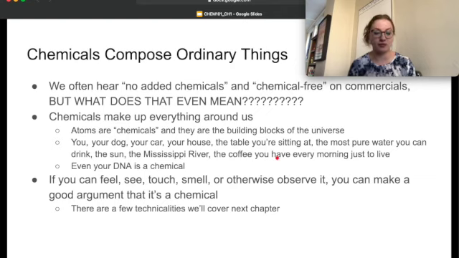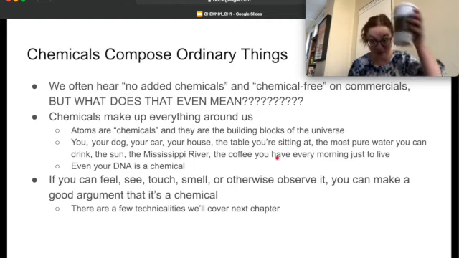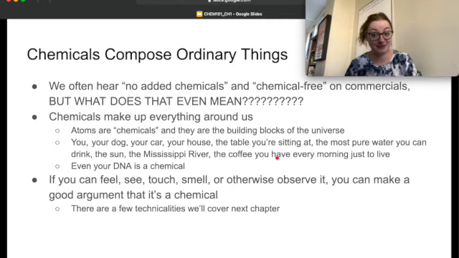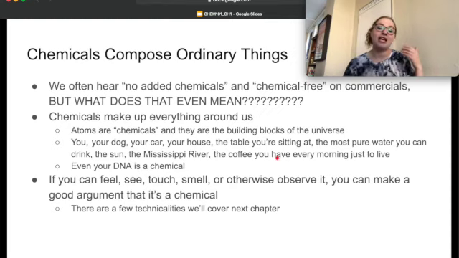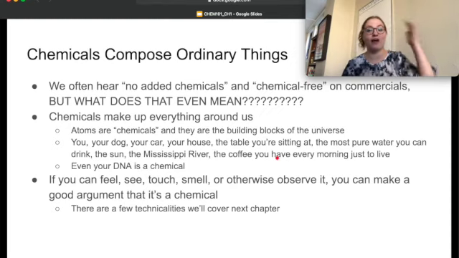Atoms are chemicals, and they are the building blocks of the universe. So you, your dog, your car, your house, the table you're sitting at, the most pure water you could drink, the sun, the Mississippi River, the coffee you have every morning just to live. It's chemical. All of them are chemicals. Even your DNA is a chemical. Everything you see at the store is a chemical.